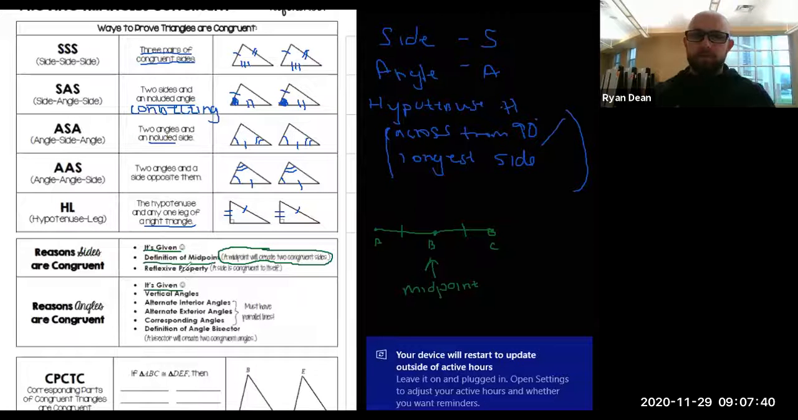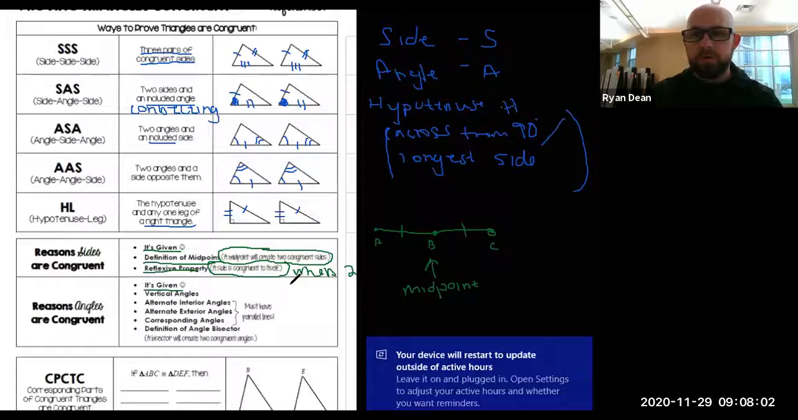All right, now the last one, reflexive property. This one is very special. The reflexive property tells us that a side is congruent to itself. So this is like when two triangles share the same side. Okay, so I'm going to write that down. Make sure that you get this copied down in your notebook.